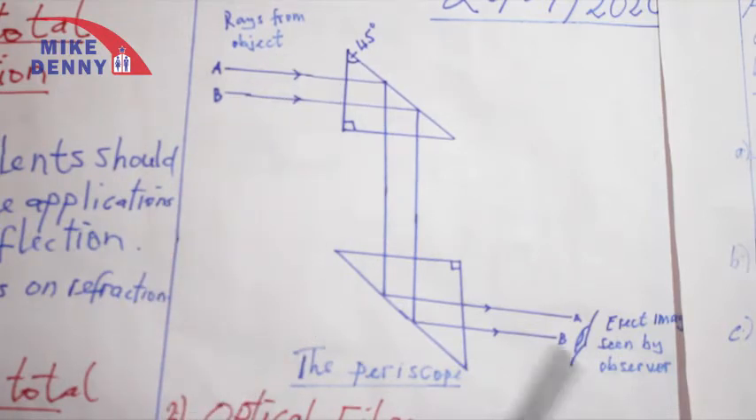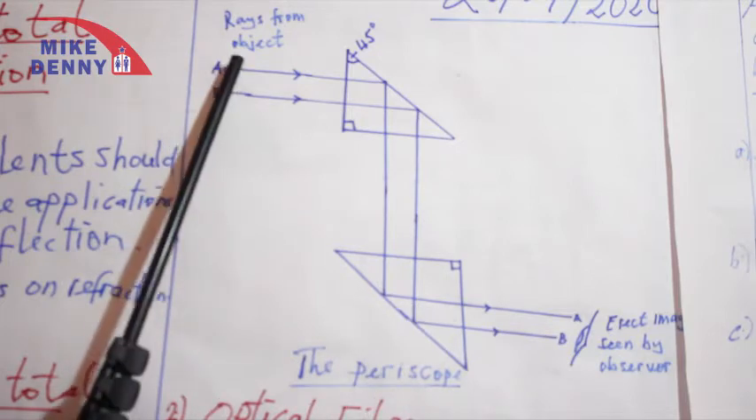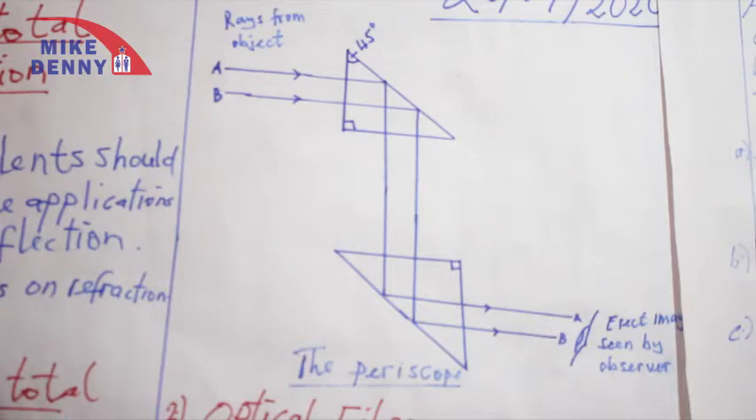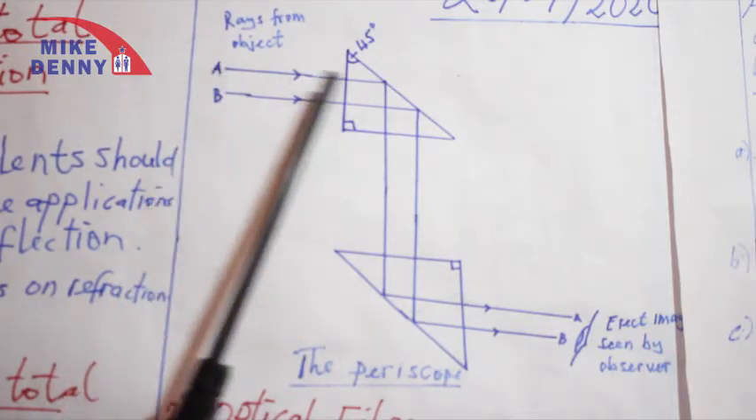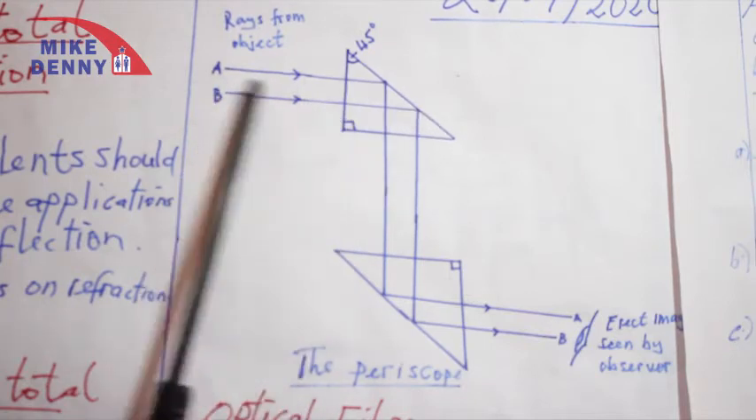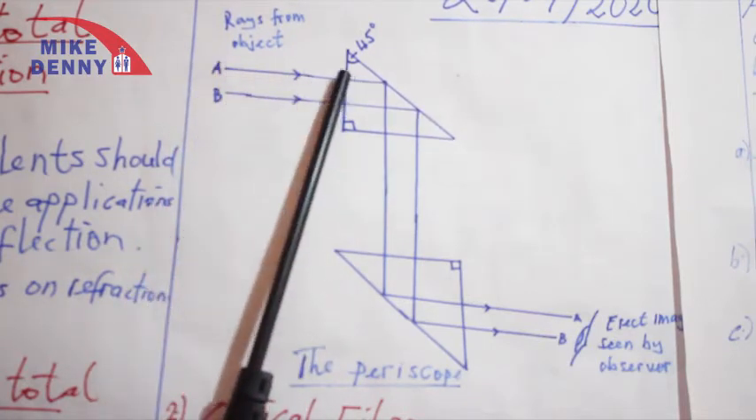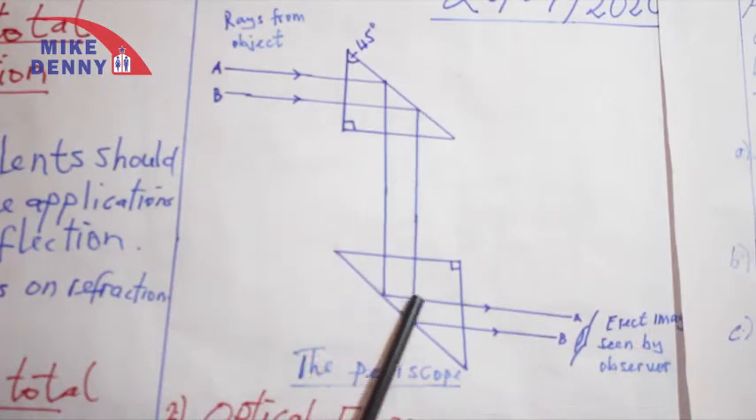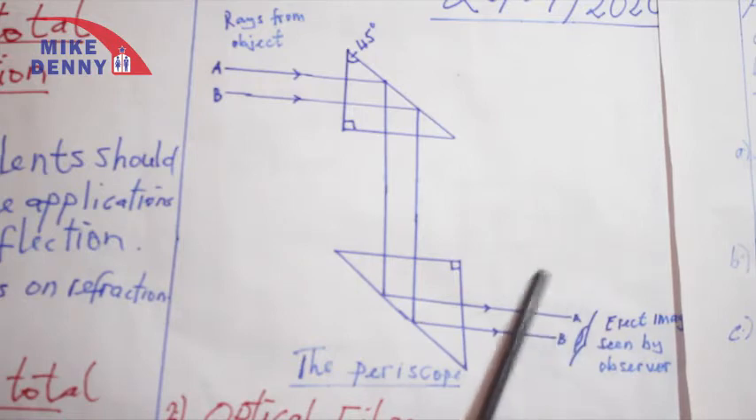On the other hand, if you are standing here and you want to see an object inside the house, you stand here, looking in this direction. Rays are coming like this. They hit this prism, come down, and move inside. And therefore you can see any object or whatsoever is happening inside the room. We call this instrument the periscope.